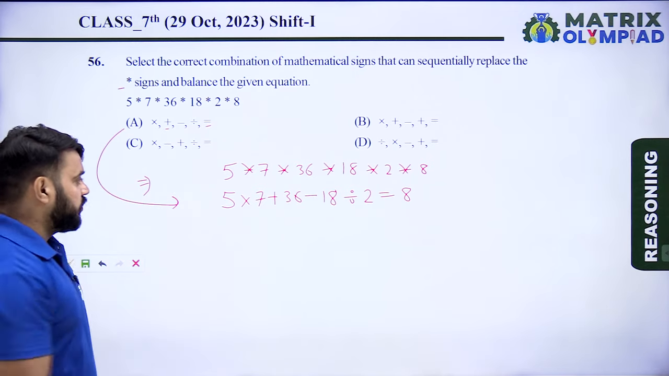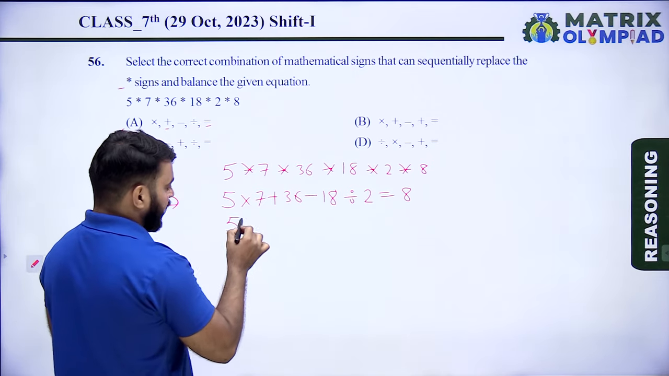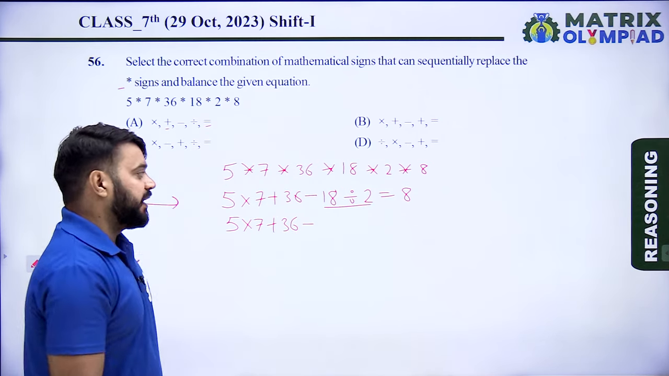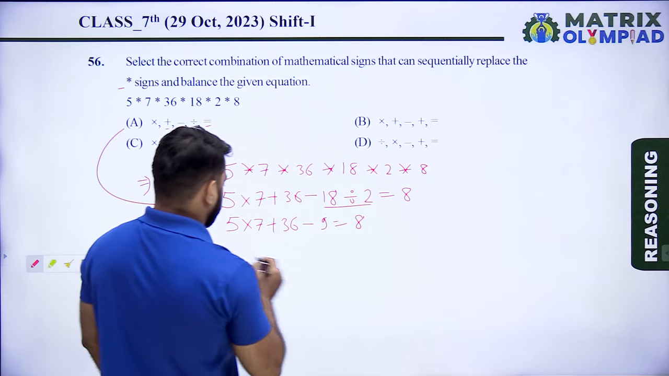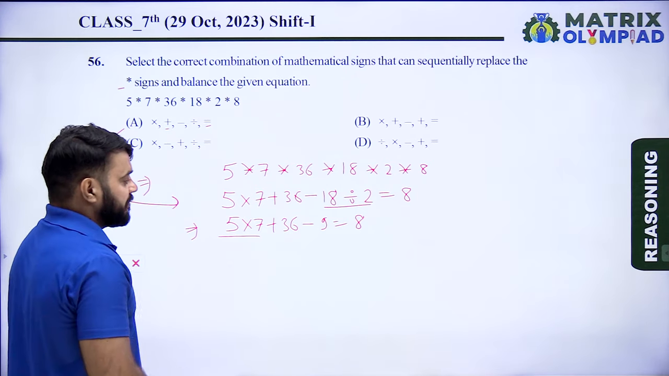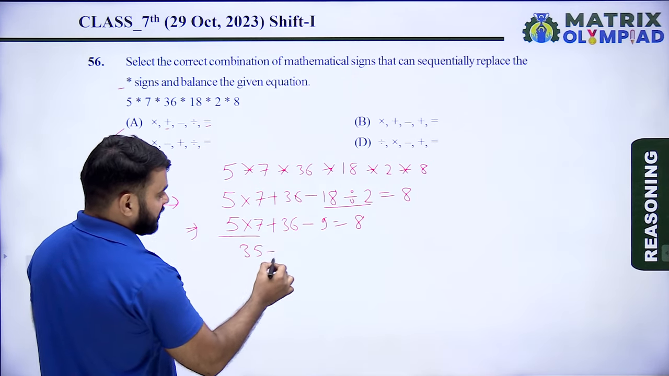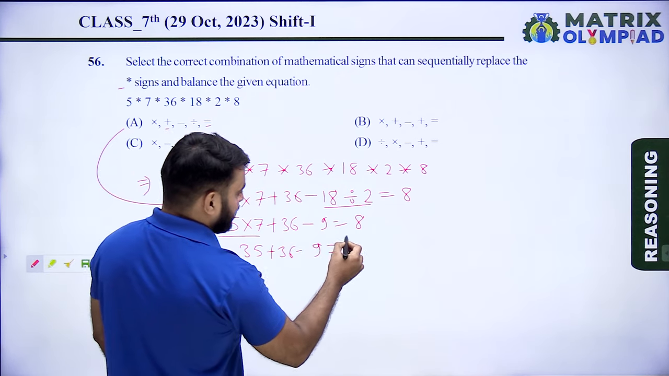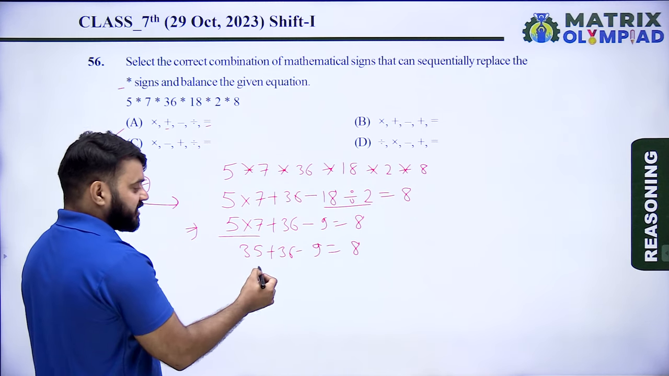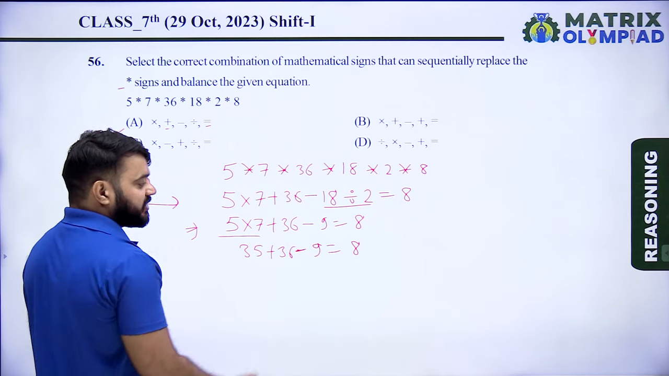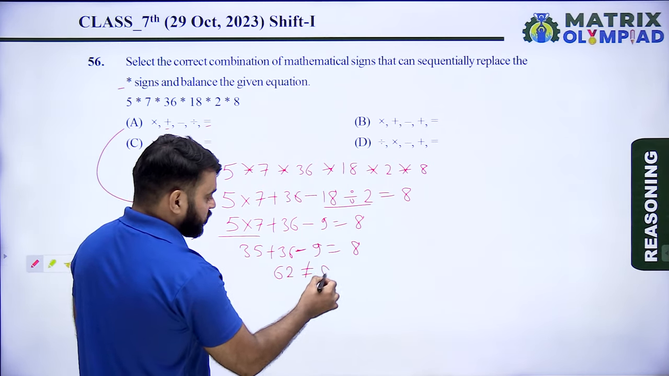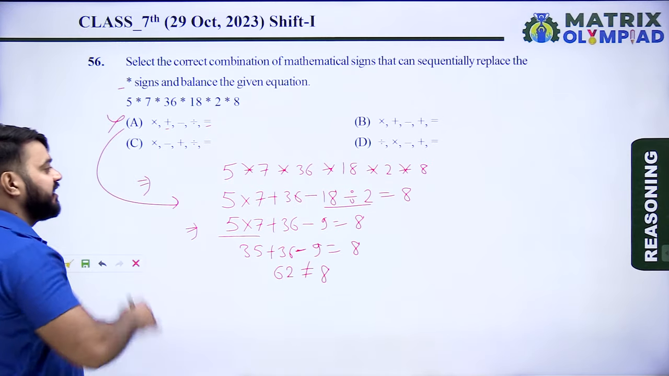So using BODMAS rule in this equation, 5 multiply by 7 plus 36 minus 18 divided by 2, it means 9 is equals to 8. And then multiply the numbers. So 5 multiply by 7, it means 35 plus 36 minus 9 is equals to 8. So 35 plus 36, it means 71. 71 minus 9, it means 62 never equals to 8. It means option A is the incorrect option.